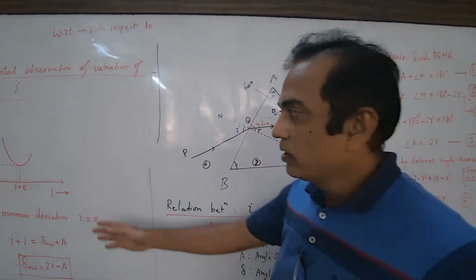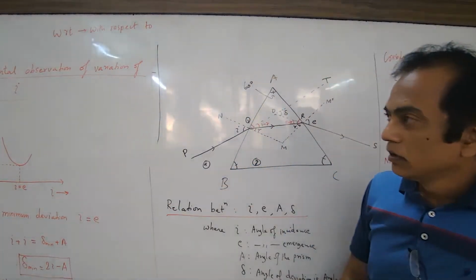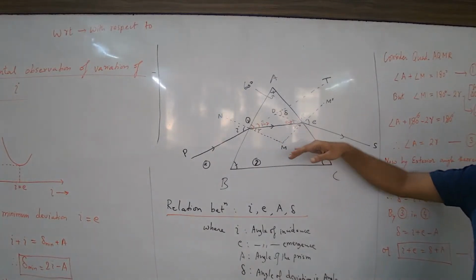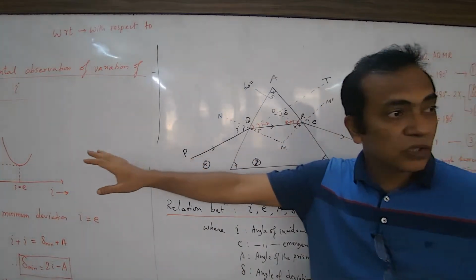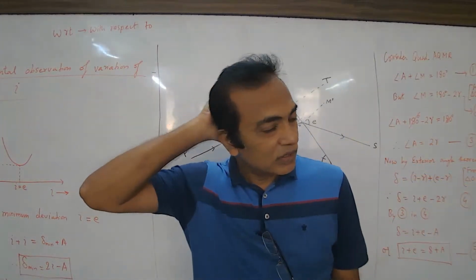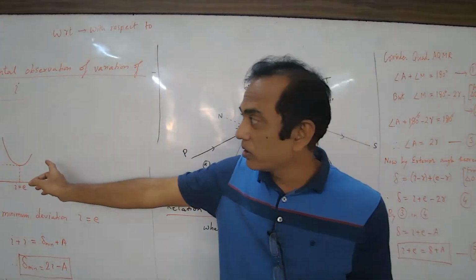So let me explain this first. When do you get this line parallel to the base? Only at minimum deviation. Now this is an experimental observation. So pay attention here, girls. When I'm explaining, pay attention.